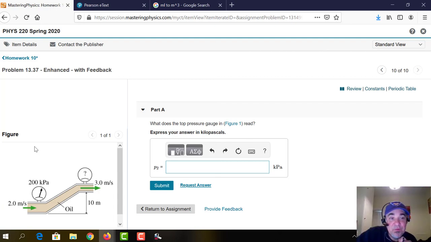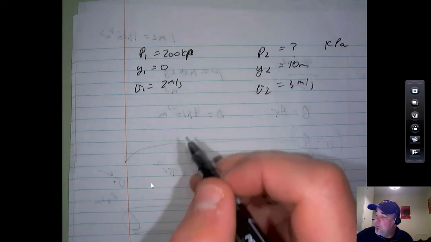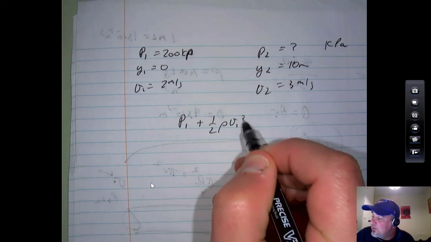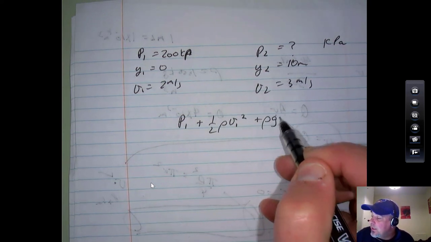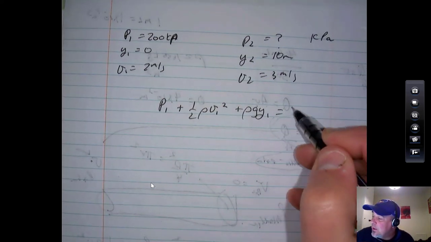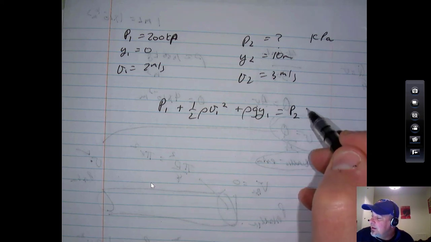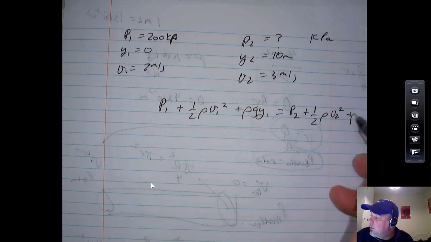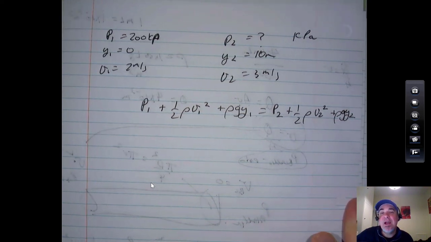Okay, so let's put this on paper. Here's the picture. Keep the picture in mind again when I show you these numbers. With Bernoulli's equation, we've got P1 plus 1/2 rho V1 squared plus rho g y1. That's the beginning of the pipe. That's got to be equal to P2, the pressure up there, plus 1/2 rho V2 squared plus rho g y2. There's a lot of parts to this, but you just have to keep track of them.